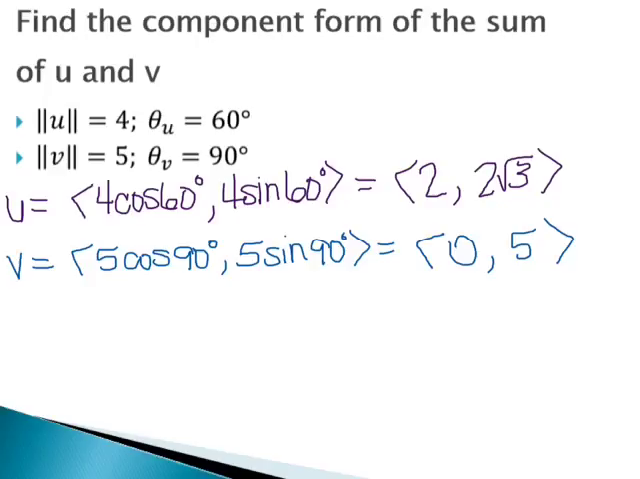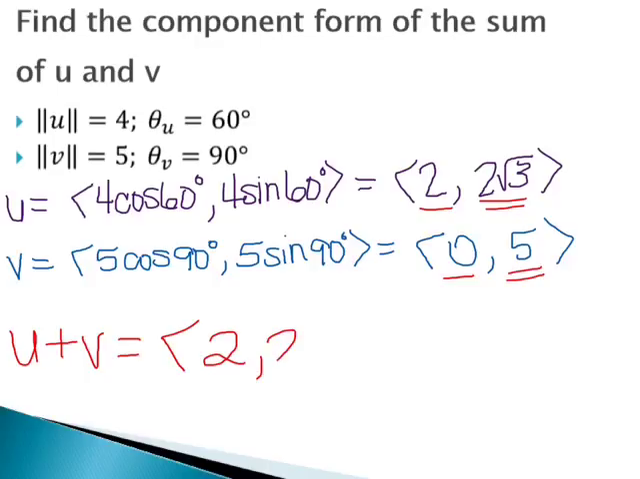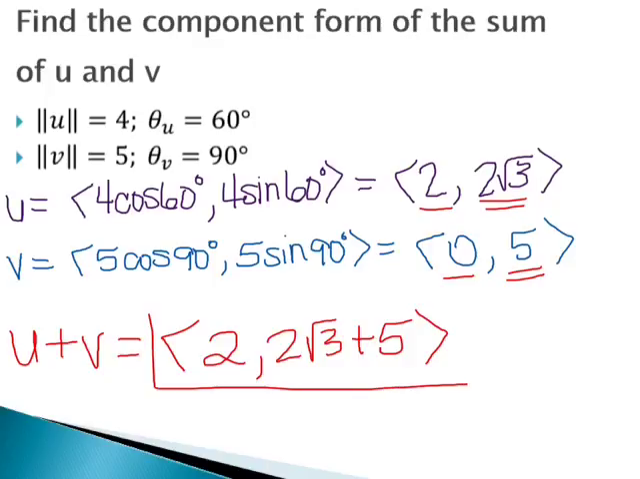So now, if we wanted to add these together, u plus v, we would take our horizontal components and add them together, 2 plus 0. And we would take our vertical components, 2 radical 3 and 5, and add them together. Now, since 5 is not attached to a radical 3, we cannot combine it with 2 radical 3. So our vector has to remain as 2, comma, 2 radical 3 plus 5.